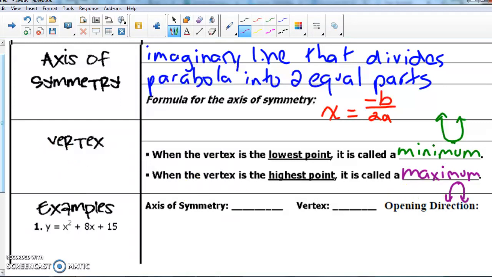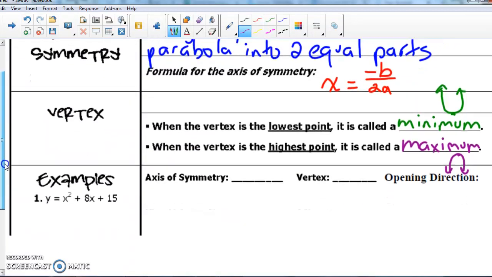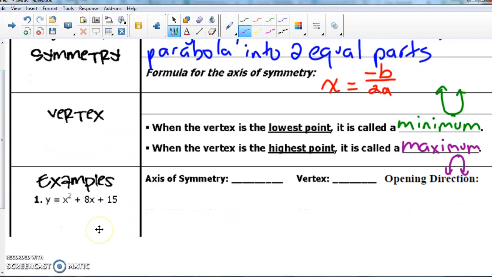Okay? Now these first couple examples, what I want us to look at is I'm going to give you an equation. I want you to find its axis of symmetry, the equation of that line, the coordinates of the vertex, and the opening direction. In my opinion, it's probably easiest to jump to the opening direction. I think that's something that you can just look at and tell.